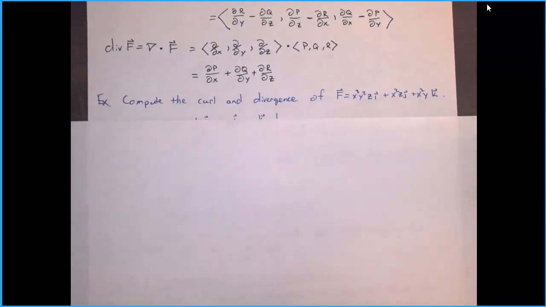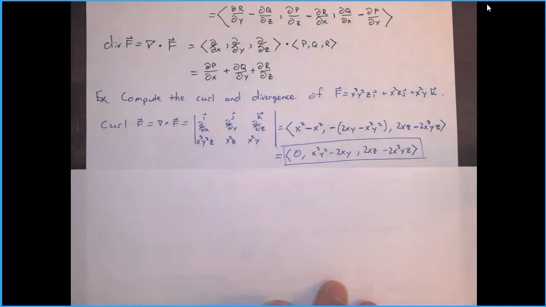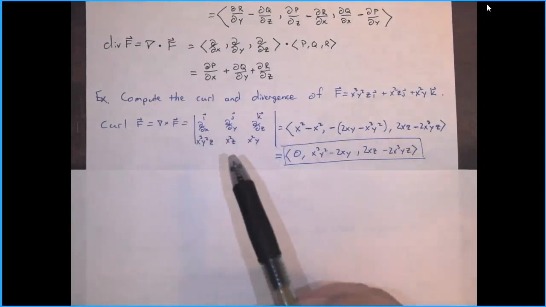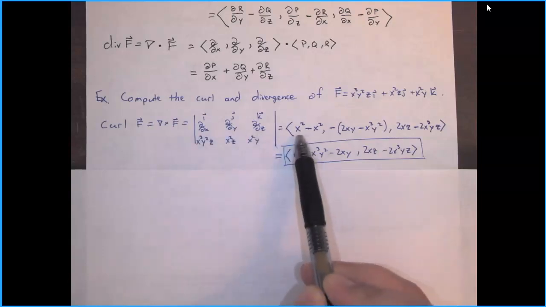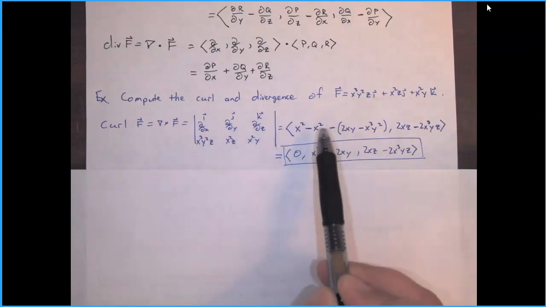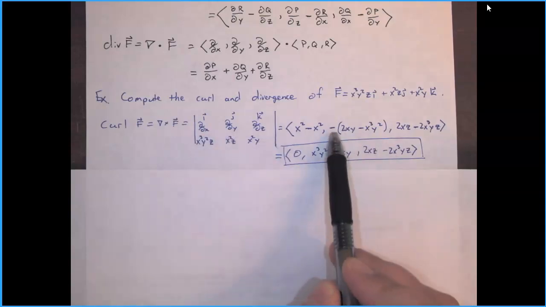So find the curl and divergence of this vector field x cubed y squared z i plus x squared z j plus x squared y k. So those are the three components of my vector field. If we find the curl first, I'm going to set up my 3x3 determinant. And now I'm going to take the partial derivative of x squared y with respect to y. That gives me x squared. The partial derivative of x squared z with respect to z gives me x squared. I subtract them. Then I put a minus.